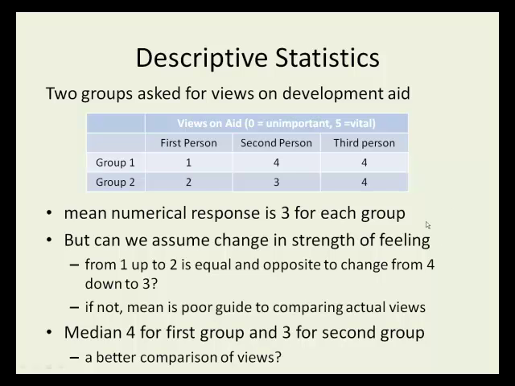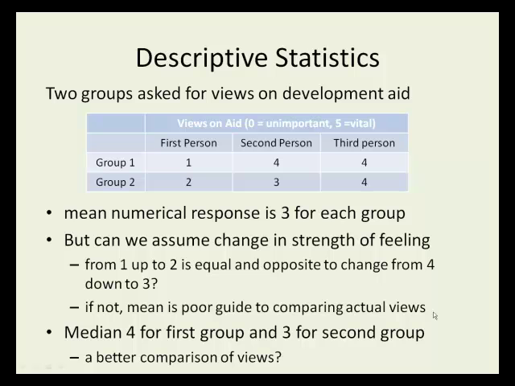But can we assume that the strength of feeling is the same in each group from this? The numerical response is the same, the mean numerical response. Can we assume this shows that the strength of feeling is in any sense on average the same in each group? Well, what you're doing if you say it is you're assuming that the fact there's the first person here, instead of saying 1 has said 2, there's 1 up here. That compensates exactly for the strength of feeling going from 4 down to 3. So can we make that assumption that for a person giving this score instead of this score is the same as some other person giving this score instead of this score? These are all different people. I think that's a difficult thing to assume. In which case, this mean is a poor guide to comparing actual views.